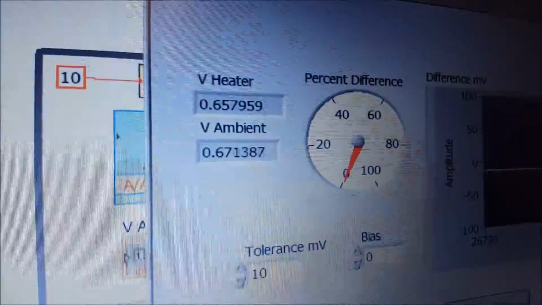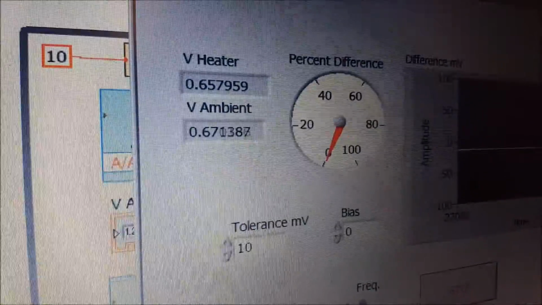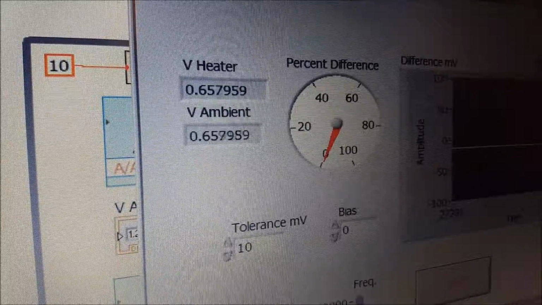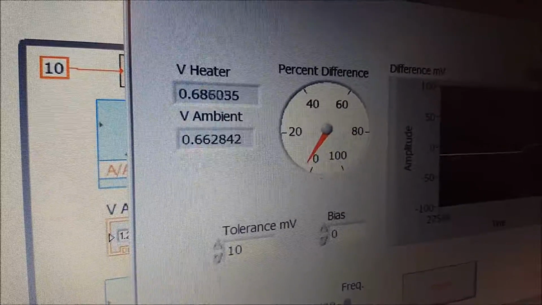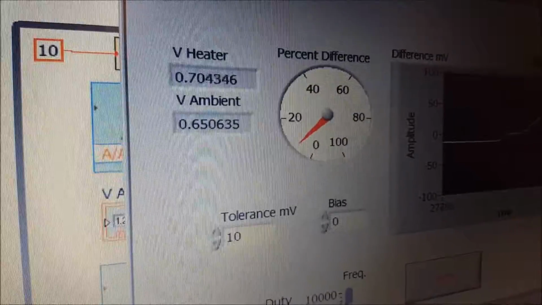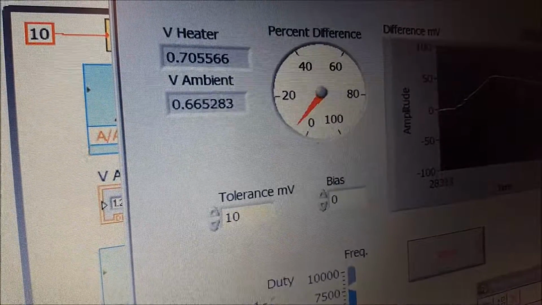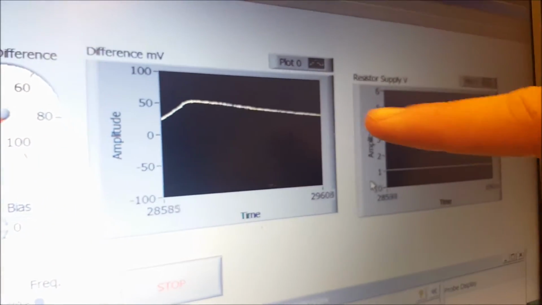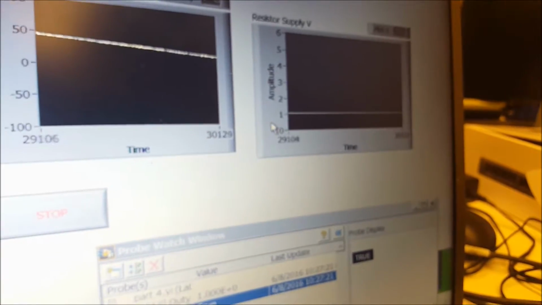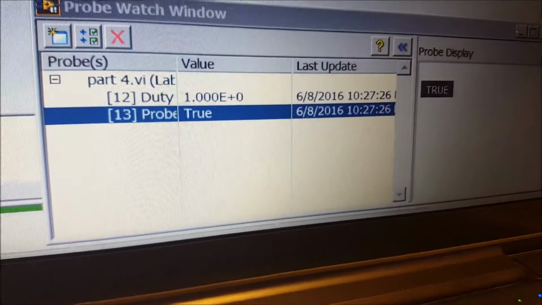As you can see, in this case, we're going to take a lighter to the ambient. Right now, the difference is about 0. It's a little bit under 0, but if we put the lighter on it, you can see here that we get a percent difference, and then the resistor or the PWM turns on. You can see it down here as a probe watch. In this case, it's true, and then it supplies a voltage.